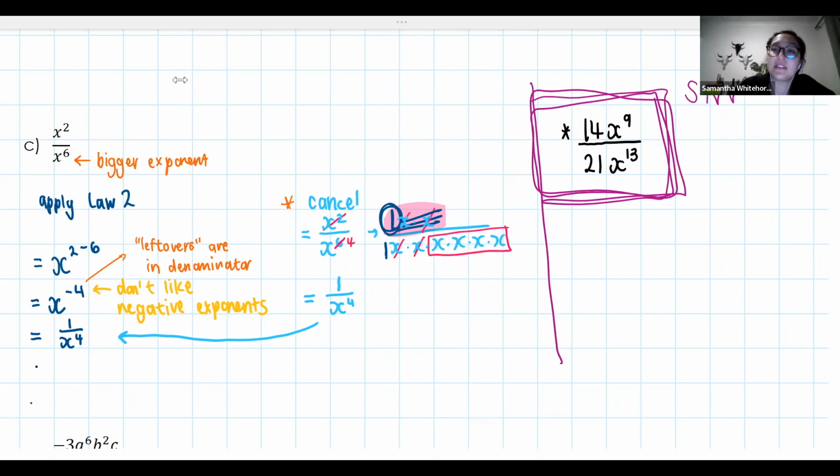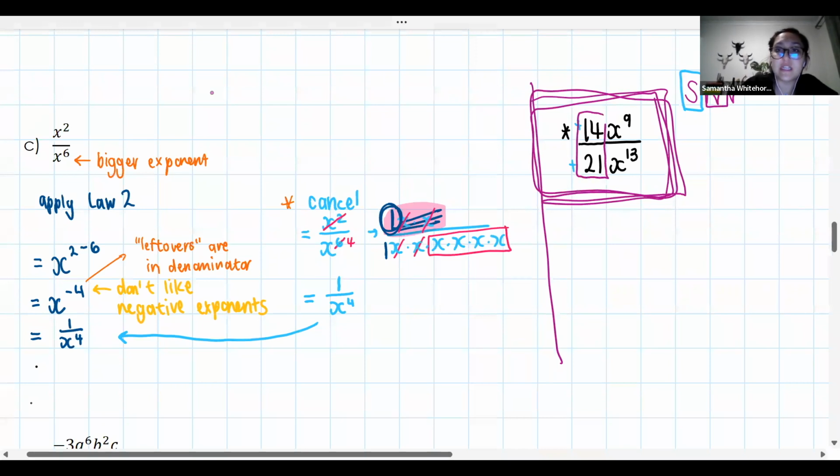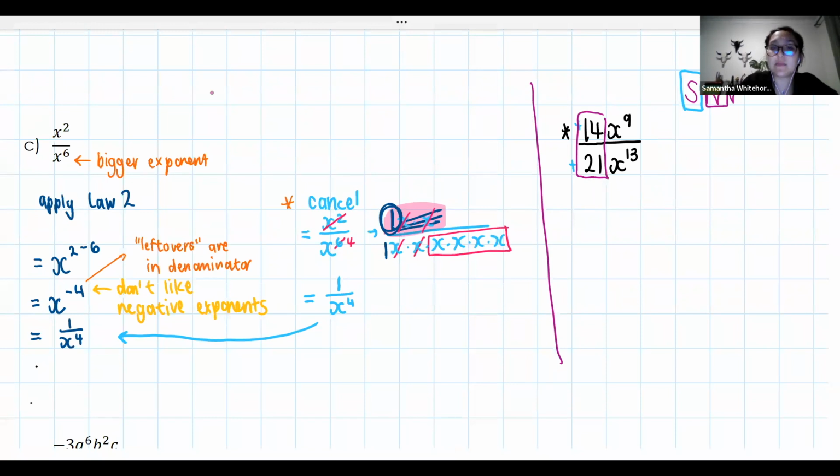Right, so let's start with the signs. We've got a positive divided by a positive, which means our answer is going to be positive. No argument there. If we now move on to the numbers, remember the numbers are the coefficients, so the 14 and the 21. I need to ask myself, what divides into 14 and 21 without a remainder? I can divide both of these by 7. 14 divided by 7 is 2, and 21 divided by 7 is 3. So my numbers simplify to 2 over 3.